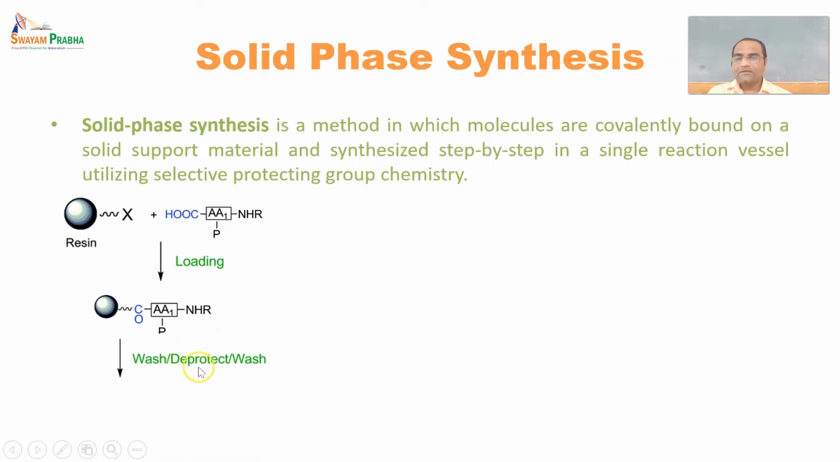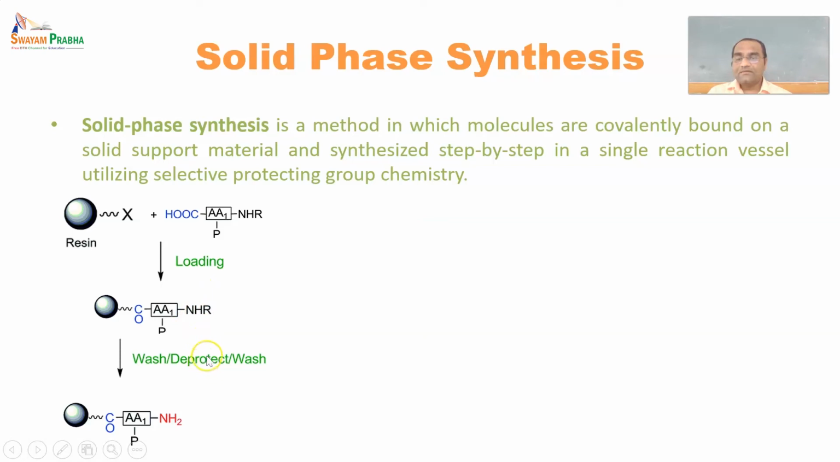After that, washing, deprotection, and again washing are done. All these processes are done to activate this amino group, or to remove the protecting group. The NH was protected by R, and we need to remove that R. So firstly it is washed. Washing is done to remove excess resin or amino acid, because whatever complex has been formed with the resin and amino acid will not be soluble.